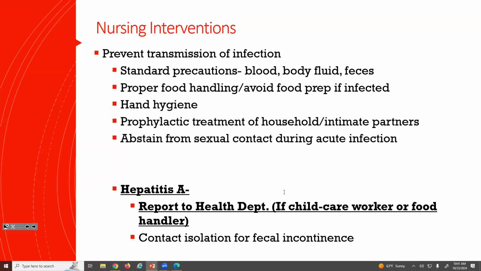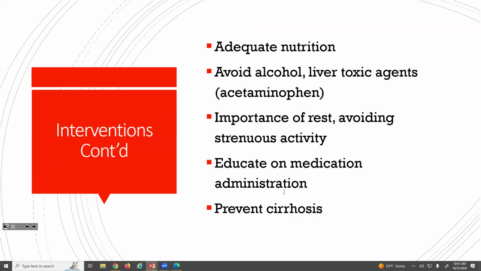Hepatitis A has to be reported to the health department if they're a child care worker or a food handler. But that makes sense, right? Because we're more at risk to transmit that to others. Okay. Contact isolation if they're fecally incontinent. Okay. Like everybody's worst nightmare. It's like C. diff, but it's A. Right. Sounds kind of funny, but that's one way you might be able to remember.